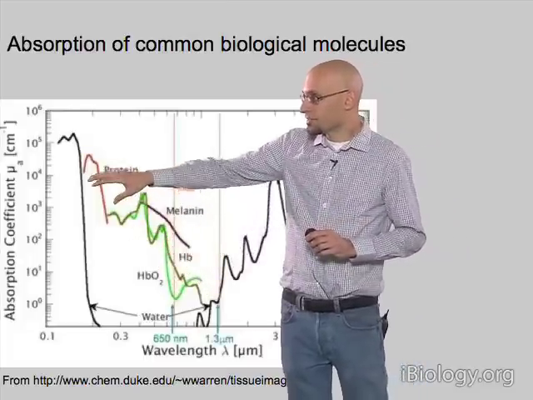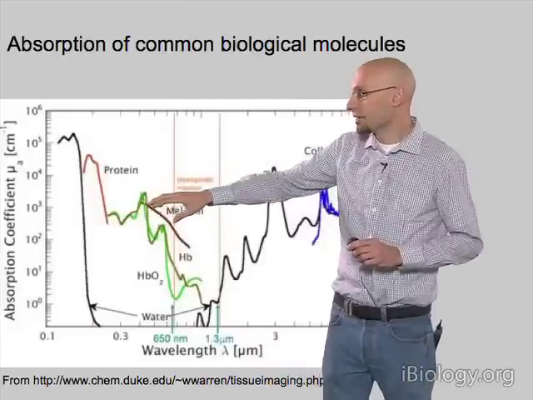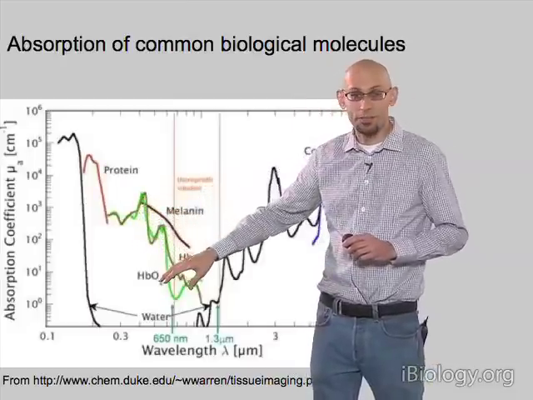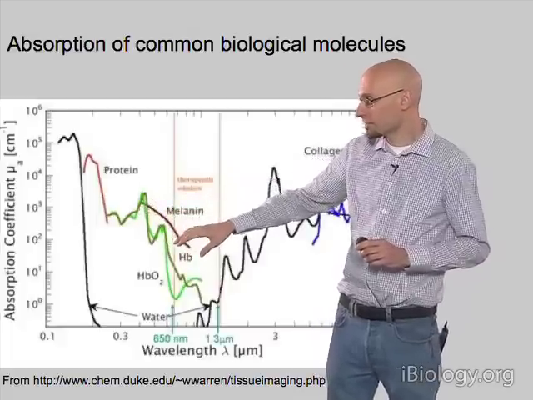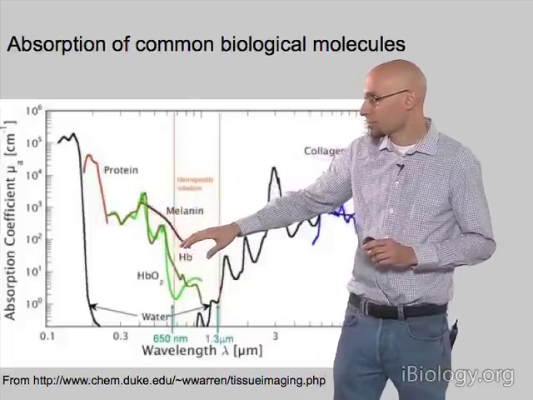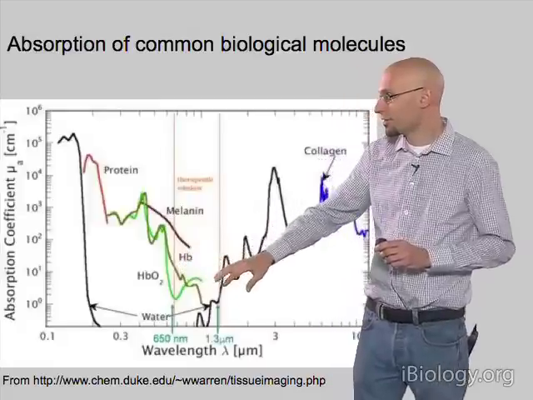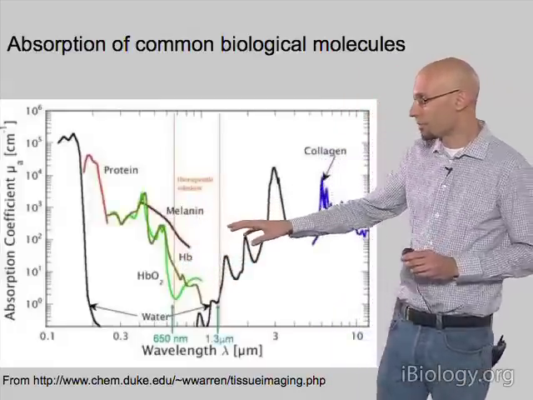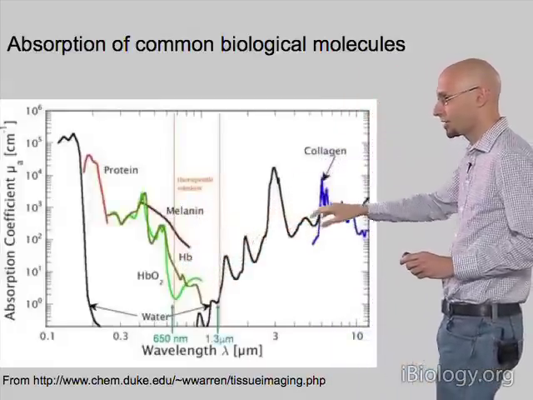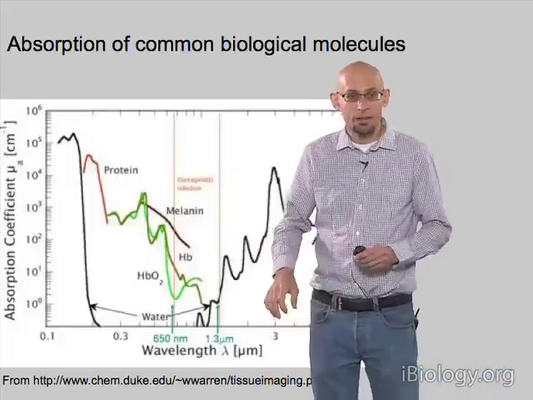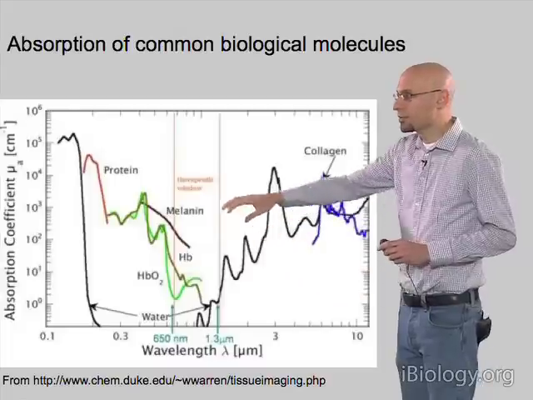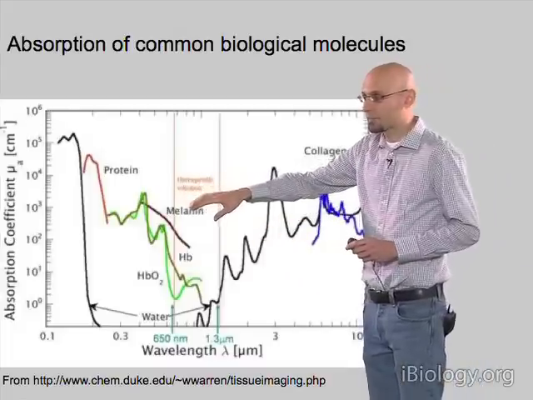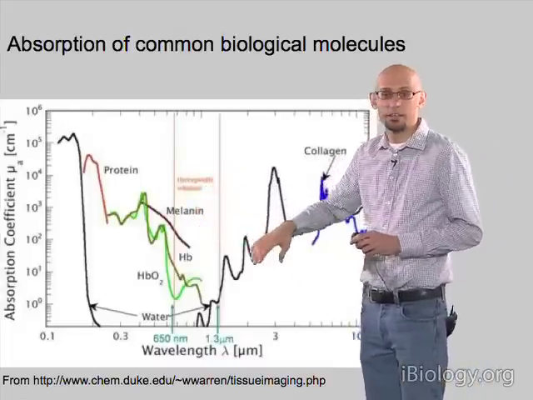And then proteins in samples absorb in the UV. There are molecules like hemoglobin, shown here in these green curves, that absorb. Melanin, the stuff that makes your skin dark, absorbs. And then as you go into the infrared, water starts to absorb, and then you get molecules like collagen here in blue absorbing. And the sort of takeaway point from this slide is that the visible is pretty bad, and things get better as you go into the red and the infrared.